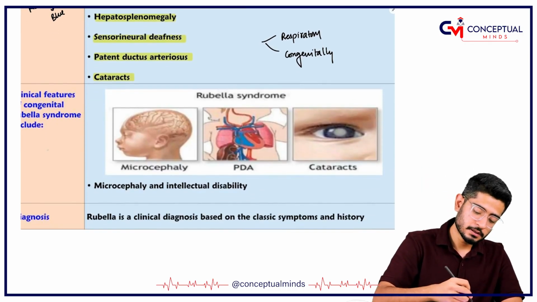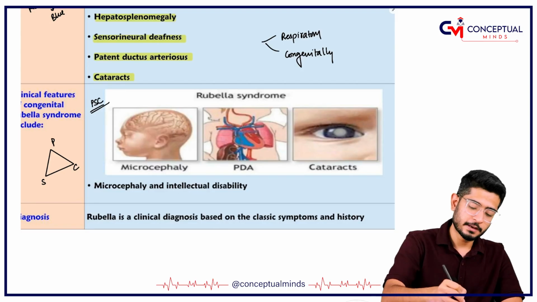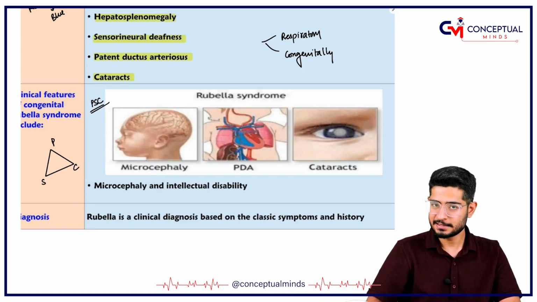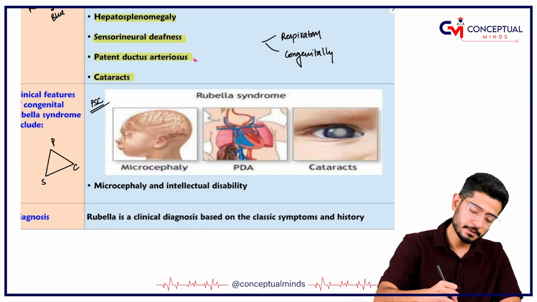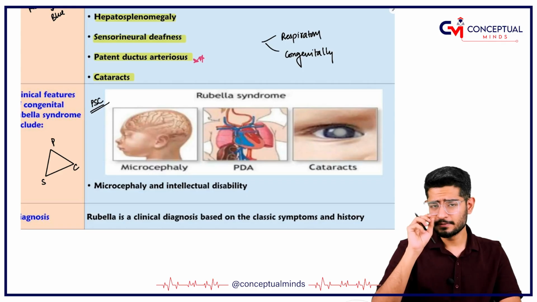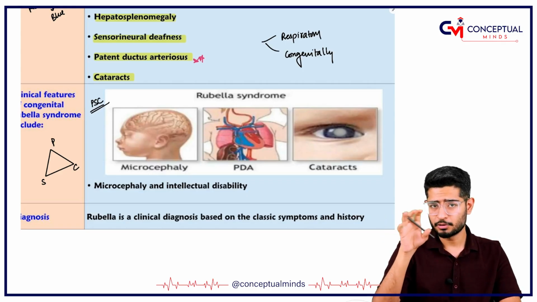So how to remember it? Very simply, see that triad is PSC. What is PSC? From your knowledge of ophthalmology, I think you know that posterior subcapsular cataract, PSC, is the mnemonic. So what is P? P for patent ductus arteriosus. That means there is a duct actually between the pulmonary and the aortic circulation. In the aorta and the pulmonary artery there is a duct.